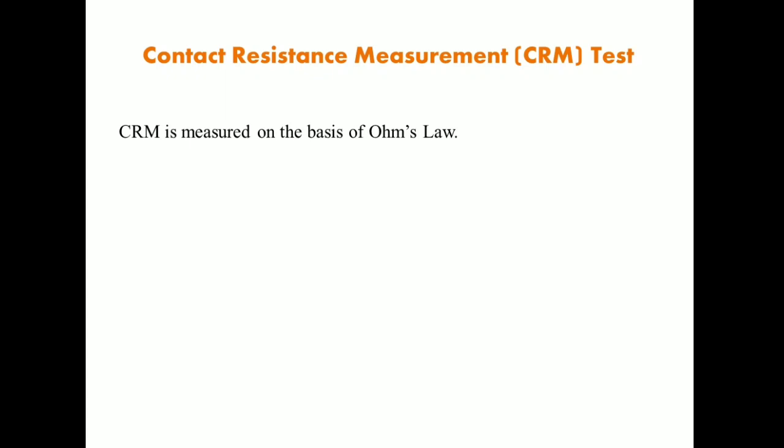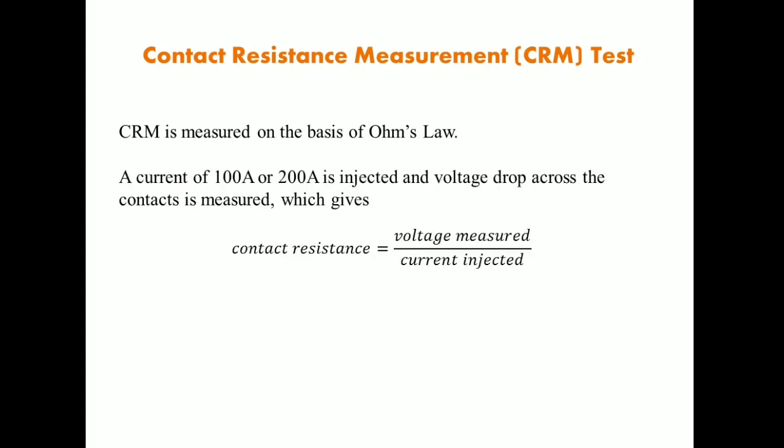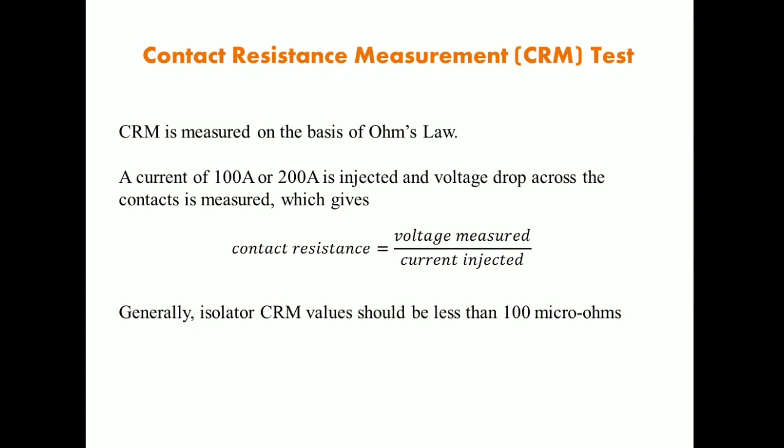CRM is measured on the basis of Ohm's law, that is, R equal to V upon I. A current of 100 or 200 amperes is injected and voltage drop across the contacts is measured. So we get contact resistance equal to V upon I. Generally, isolator CRM values should be less than 100 microohms.